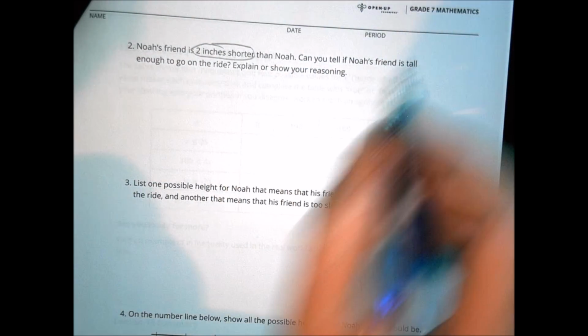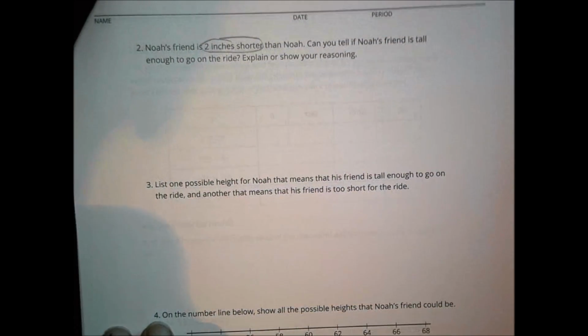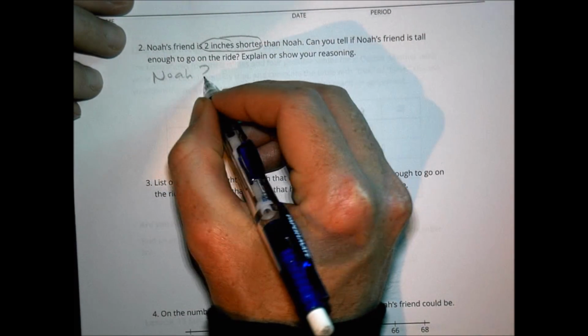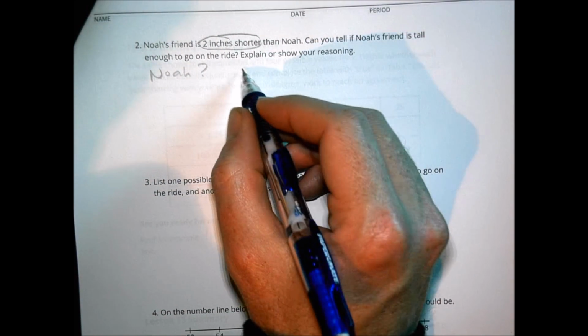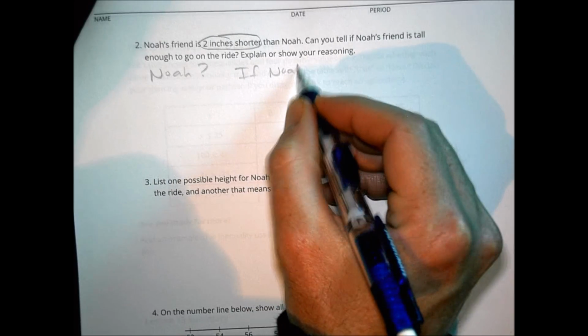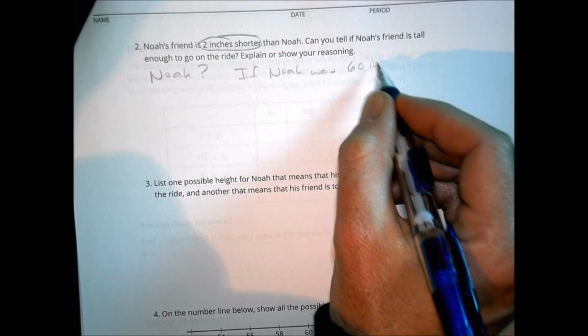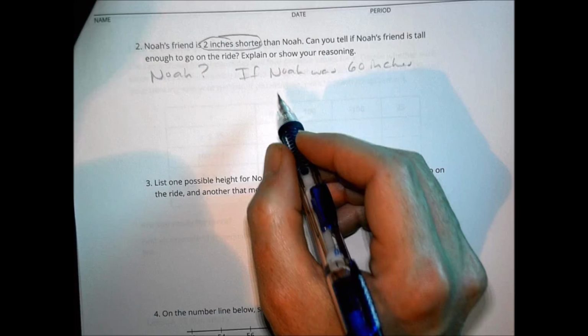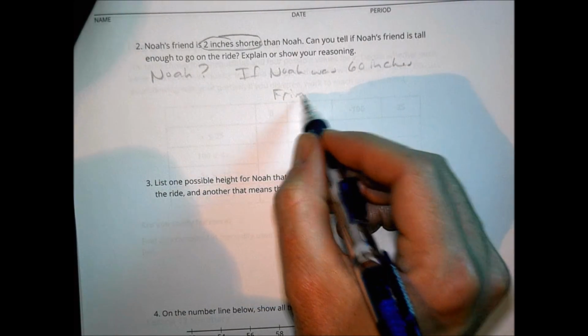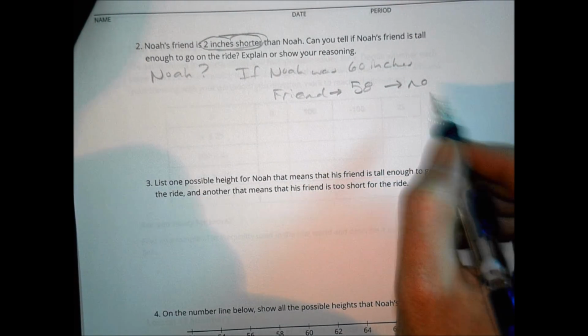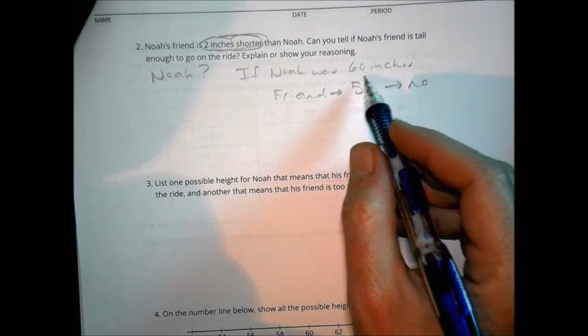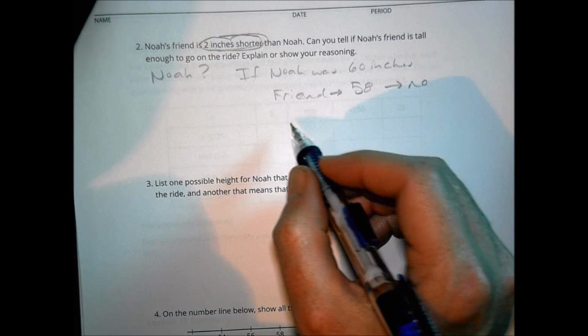That's our question. Can you tell if he's tall enough? Now, first of all, do we know Noah's height? We don't know. So when it comes to our first thing, we don't know how tall Noah is. If Noah was 60 inches tall, what would his friend be? Then the friend would be 2 inches shorter, which would be 58, and that would be no, can't ride the ride. So if Noah was 60, he wouldn't be able to ride the ride.